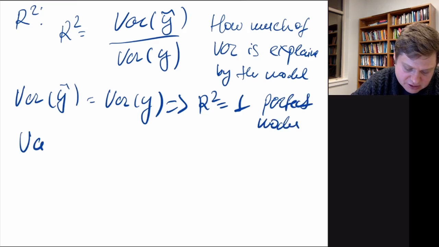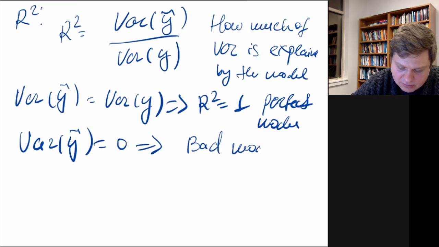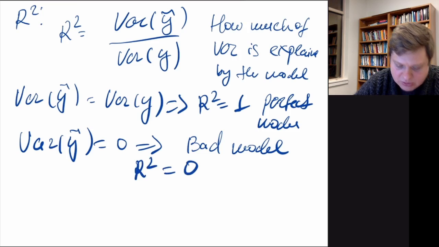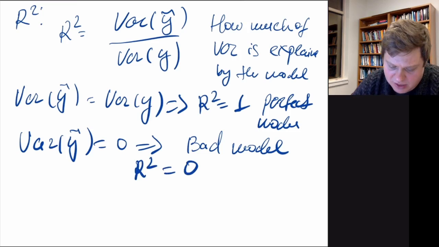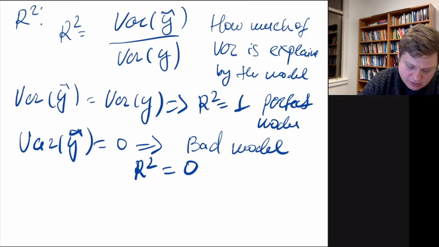And if the variance of y hat equals 0, then it's a bad model, because r squared is going to be 0 as well. Okay. But it's not always the case. So let's look at an example where the second item is violated.